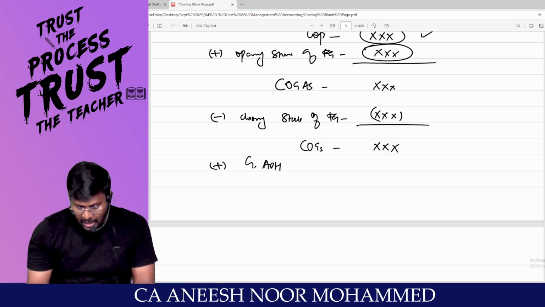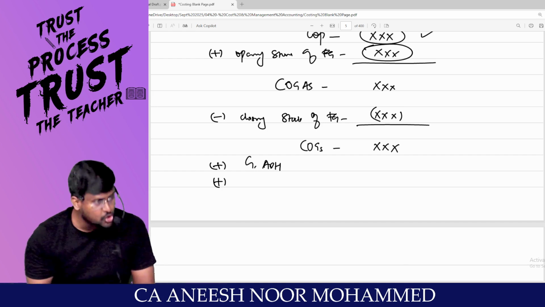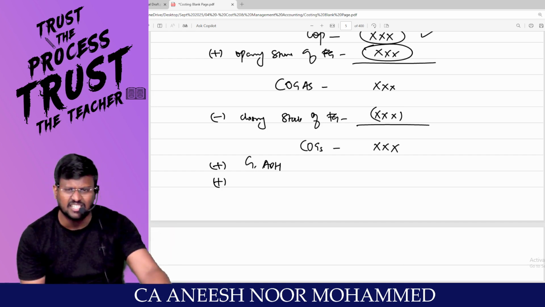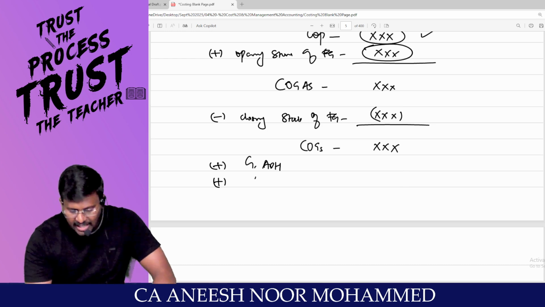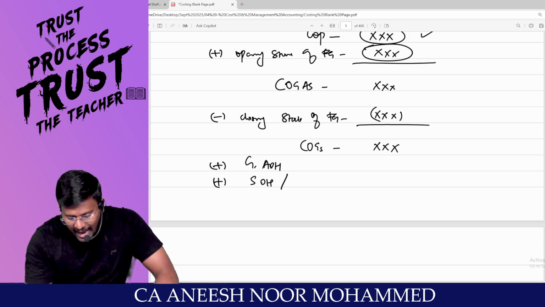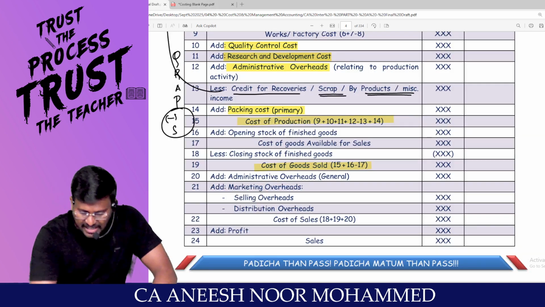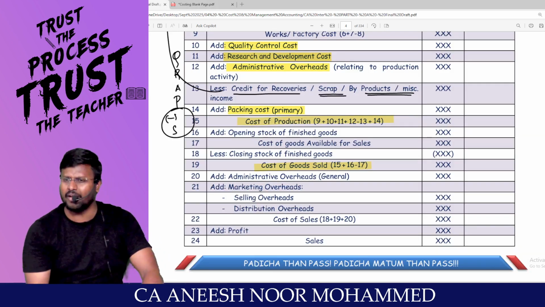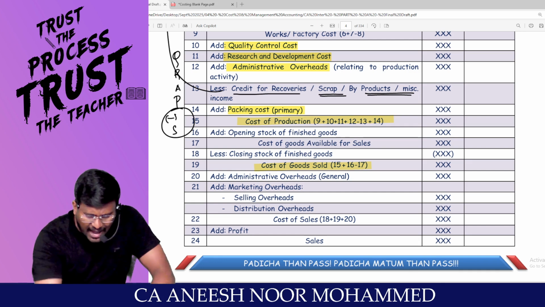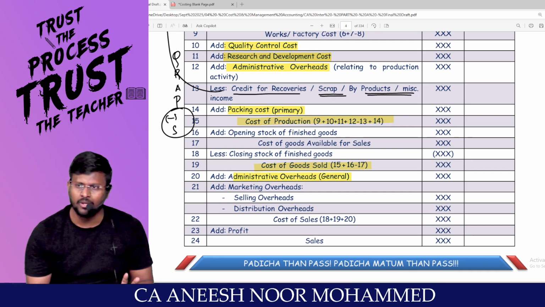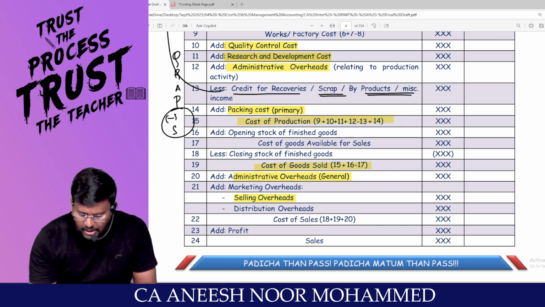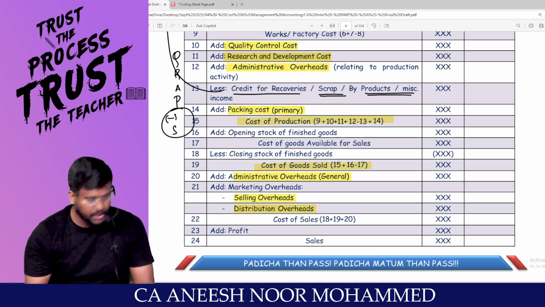And the customer should know that I am manufacturing such a calculator or car. For that I have to do advertisement. That is what selling overhead and distribution overhead. Are you really with me? So add administration overhead, general administration. Then I have to incur the selling overhead and distribution overhead.